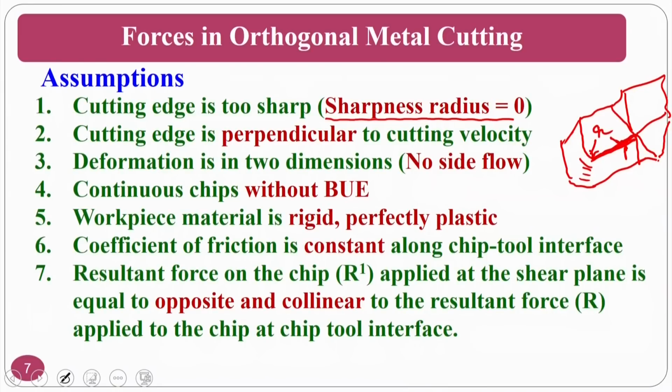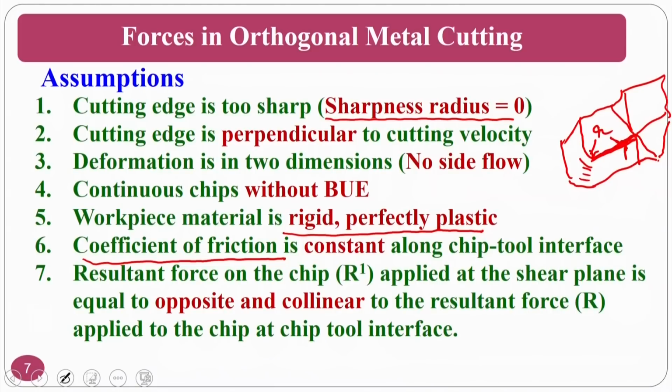Continuous chip without BUE. So the chip is flowing on the rake surface without BUE. That means that it is a continuous and smooth cutting operation. Workpiece material is rigid, perfectly plastic material. That means that the material is removed perfectly. Okay. So there is no slip or something. The coefficient of friction is constant along the chip tool interface. That means there is no variation in COF, that is, the cutting friction is constant.